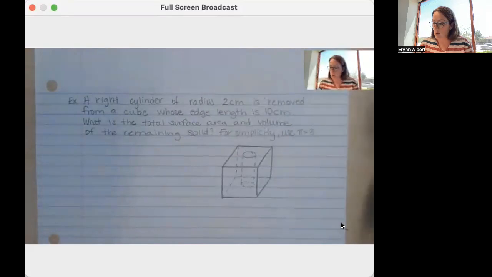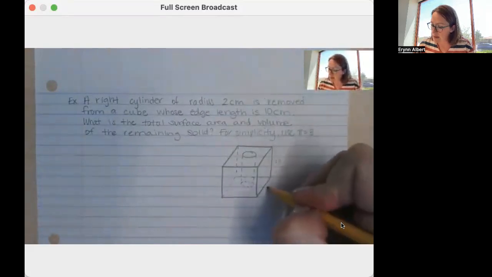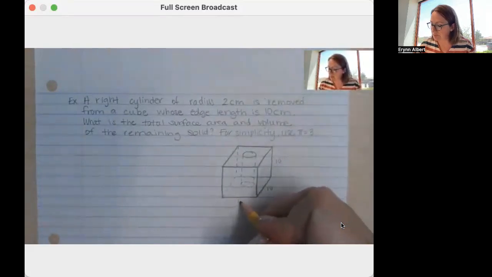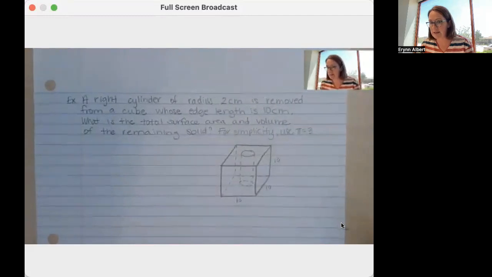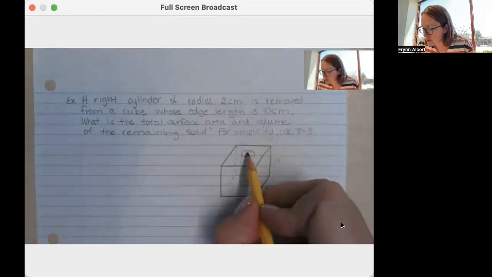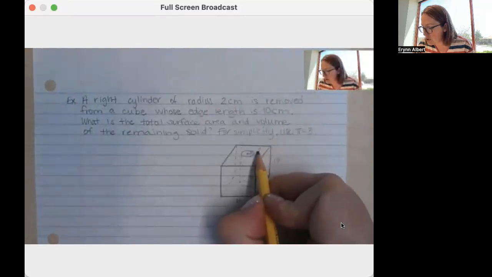So let's go ahead and label what we have. We know the sides are going to be 10. So I have the length, the width, and the height. I'm going to label those all 10 because it's a cube and all sides of a cube are equal. And then it says the radius of my cylinder. So this is going to be, I'm just going to make a little arrow, 2.